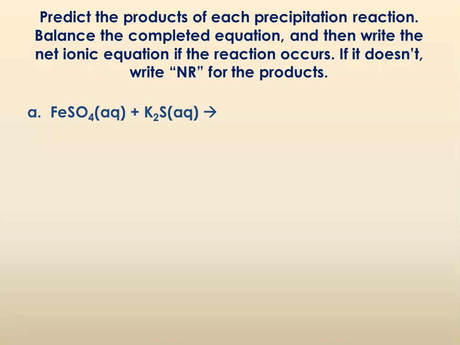If nothing happens, if nothing is transformed, if everything stays in solution and we just had a physical change take place, then we write NR for products and we don't have to balance because there truly wasn't a chemical reaction.